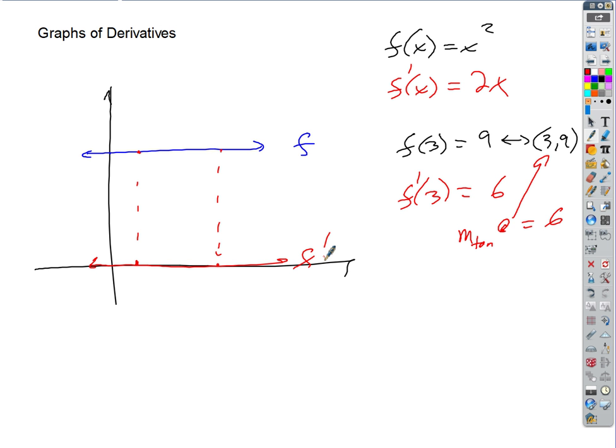Are derivatives always... No, not at all. Can we take the derivative of the derivative? You can. It's called a second derivative. We'll get there. Okay. And there are higher order derivatives than that.